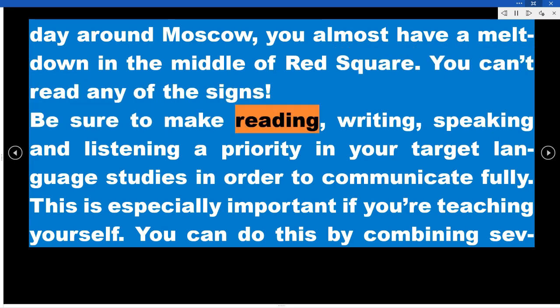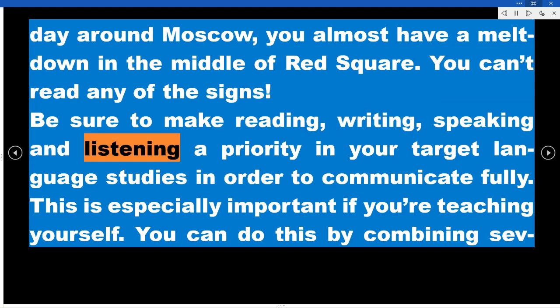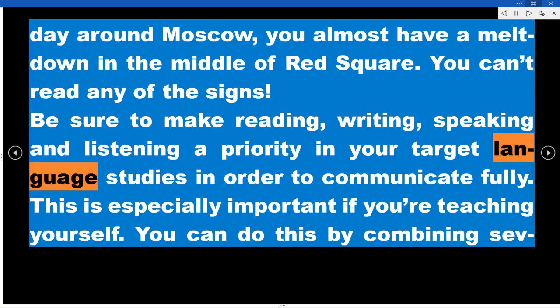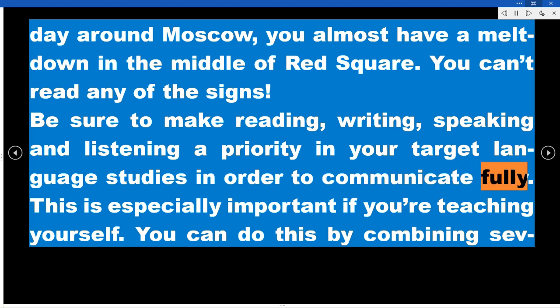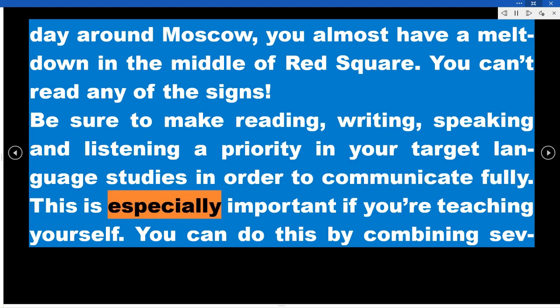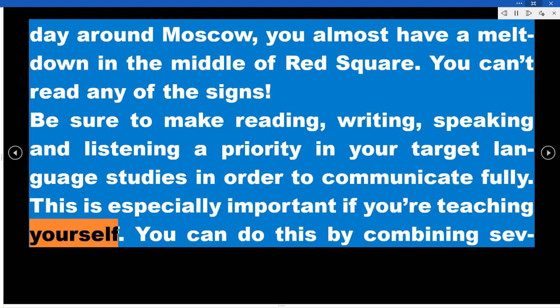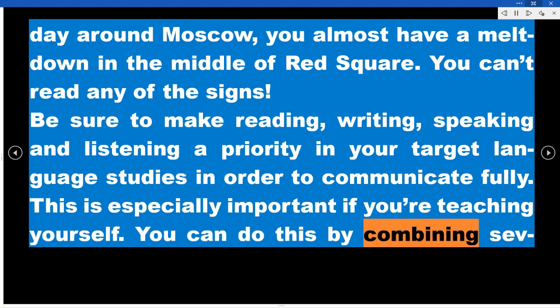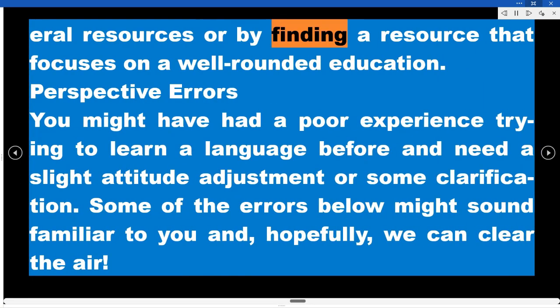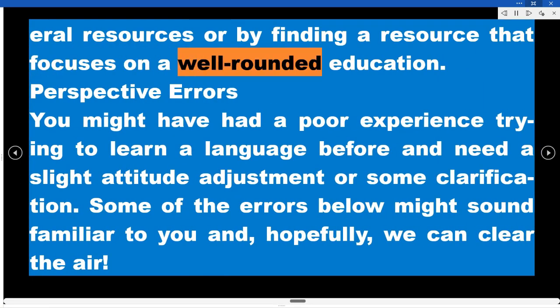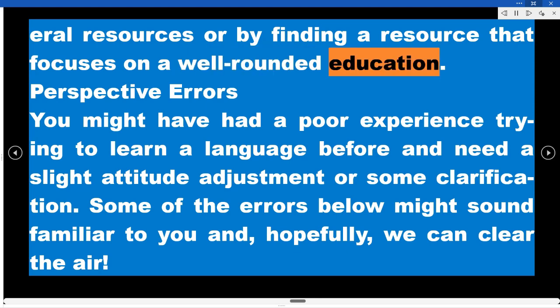Be sure to make reading, writing, speaking and listening a priority in your target language studies in order to communicate fully. This is especially important if you're teaching yourself. You can do this by combining several resources or by finding a resource that focuses on a well-rounded education.